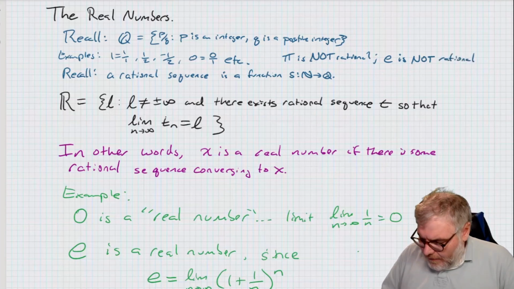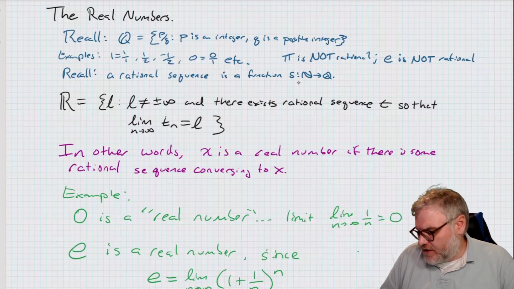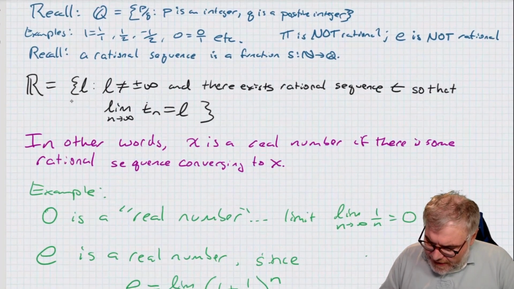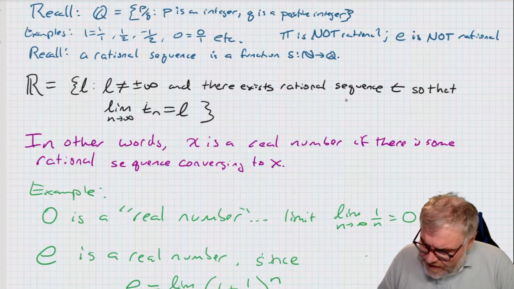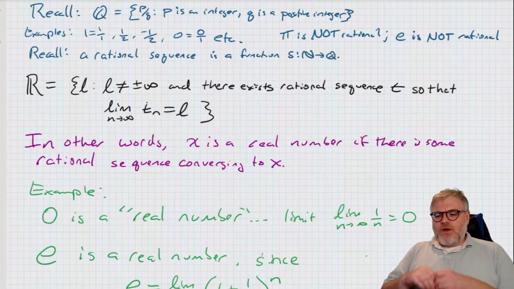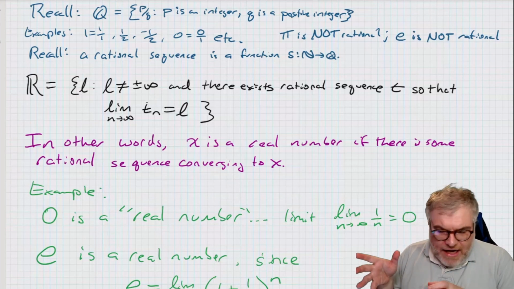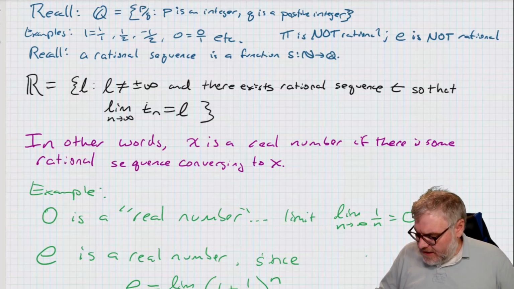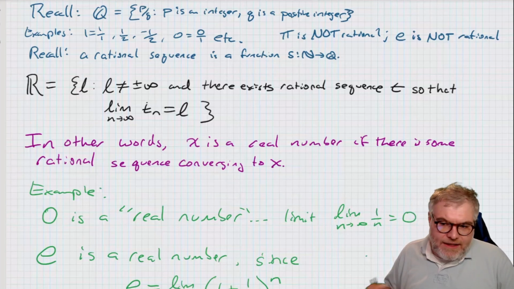Okay. And recall again that a rational sequence is a sequence whose target is Q, the rational numbers, or just a function from the natural numbers to the rational numbers. R, the real numbers, is going to be all L's such that L is neither positive nor negative infinity, and there exists some rational sequence T such that the limit as n goes to infinity of Tn equals L. So in other words, we're going to take all of the sequences of rational numbers, these infinite lists of rational numbers, and we're going to toss in their limit points. Okay? So, 0 is a real number, right? Because it's the limit. 1 over n is a rational sequence, and the limit as n goes to infinity of 1 over n equals 0.